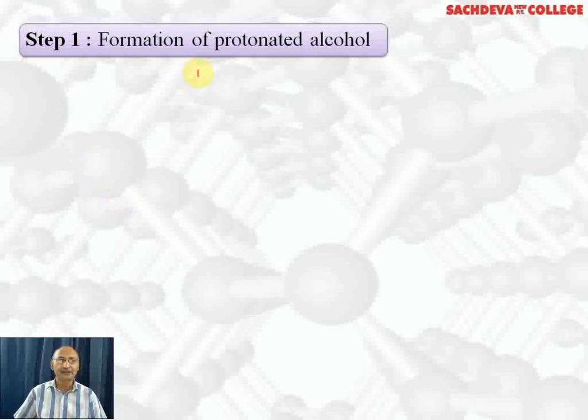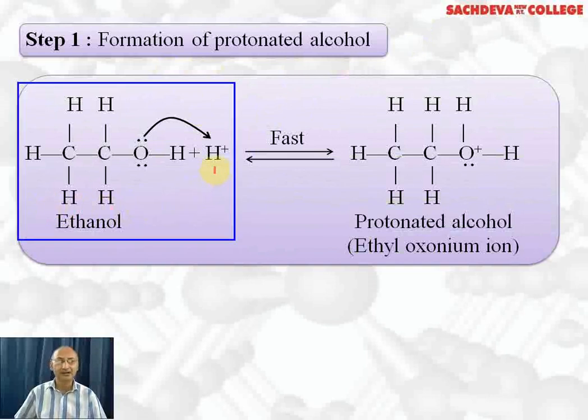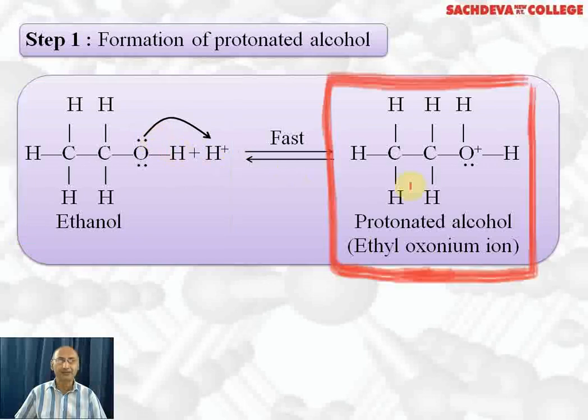Let's take up the mechanism of the reaction. First step is formation of protonated alcohol. Ethanol or ethyl alcohol reacts with H+ ion. H+ ion will form a bond with a lone pair of electrons. Utilizing the lone pair of electrons, a bond will be formed and positive charge will come on oxygen. This is called protonated alcohol. It can also be called ethyl oxonium ion because oxygen is positively charged.